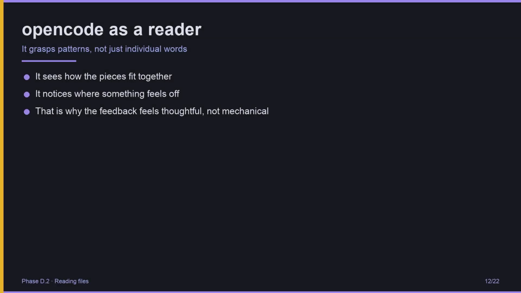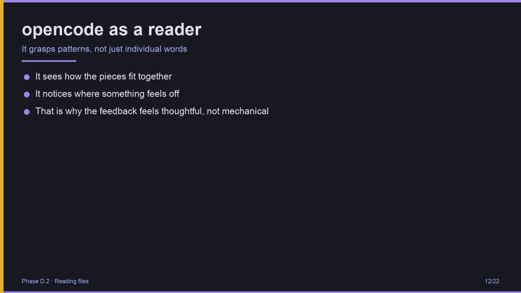When OpenCode reads, it does not just scan word by word like a simple search. It grasps patterns. It sees how the pieces fit together, how one part calls another, how the names relate to the logic, where something feels off. That is why the feedback it gives you feels thoughtful and specific rather than mechanical.